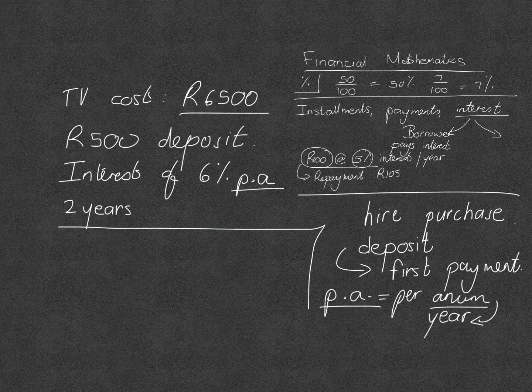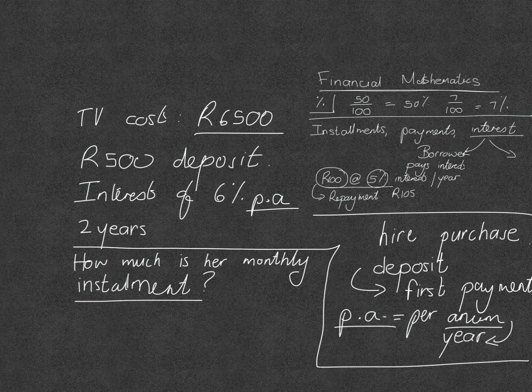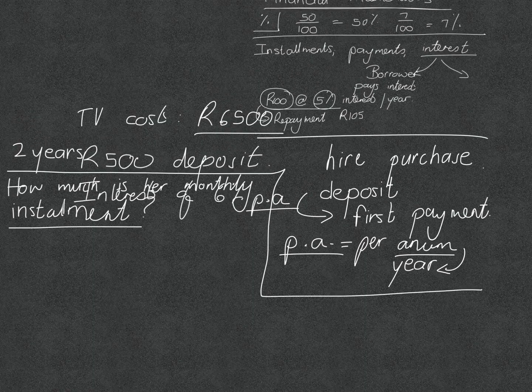Now what do we need to calculate? We want to know how much is her monthly installment. That's possibly another word that you might not be familiar with. Her monthly installment, and don't be like me, installment only has one L. What is her monthly installment? Installment is the amount that she has to pay every month for this television that she has bought on hire purchase.